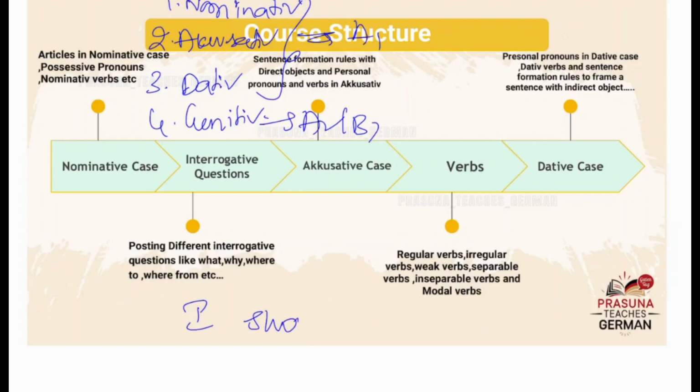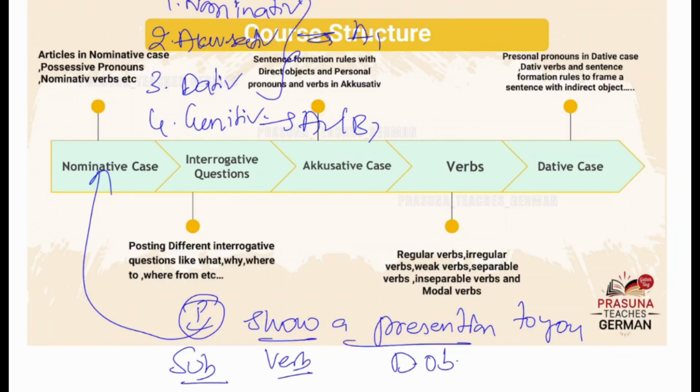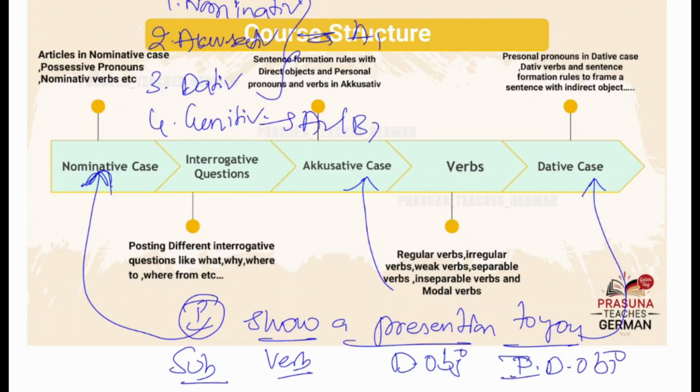I show a presentation to you. In this simple sentence, I am showing the presentation, so I am the subject. Showing itself is the verb. What I am showing, the presentation, is the direct object. To whom I am showing, indirectly, to you, is the indirect object. The subject always deals with the nominative case, the direct object with the accusative case, and the indirect object with the dative case.